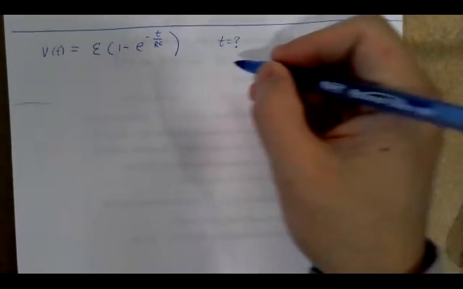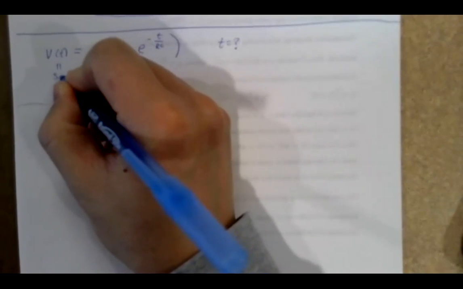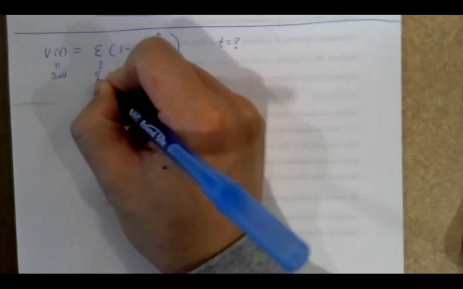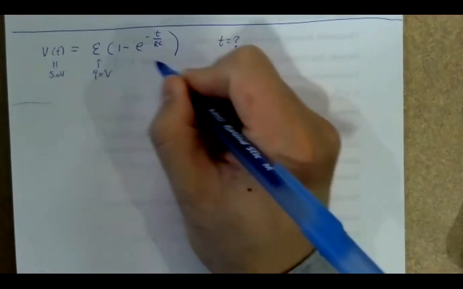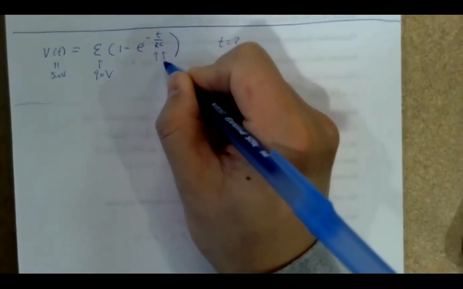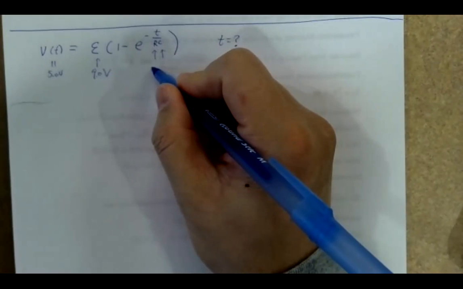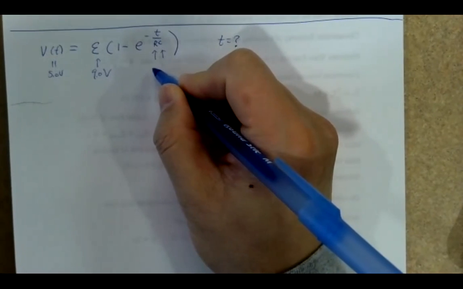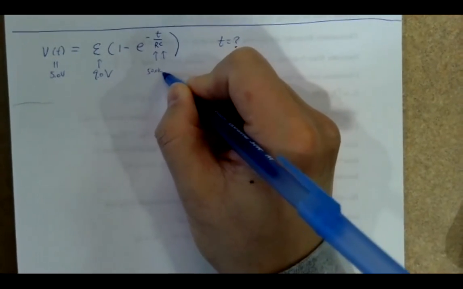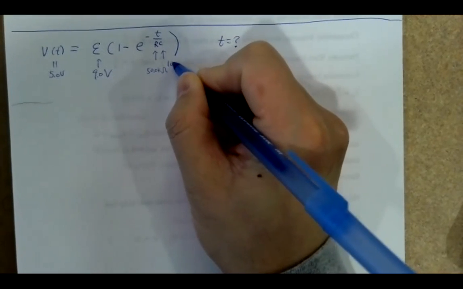So basically it gives you V equals 5 volts. This is 9 volts. And then it gives you R and C. R is 50 kilo ohms, and C is 140 microfarad. So you solve for t.